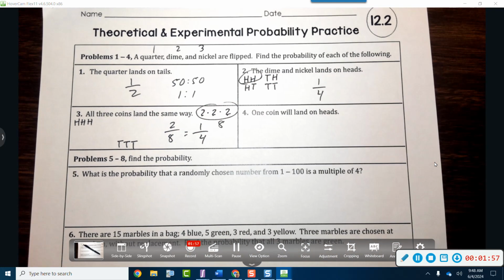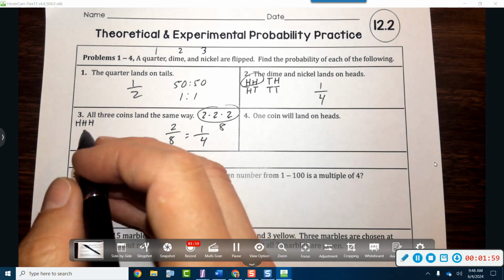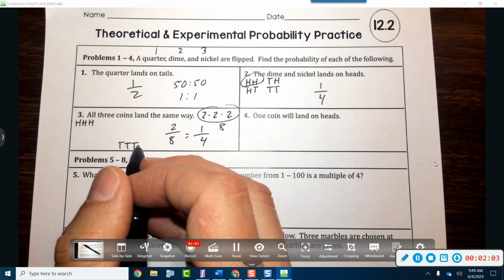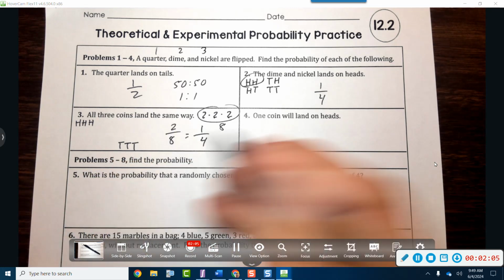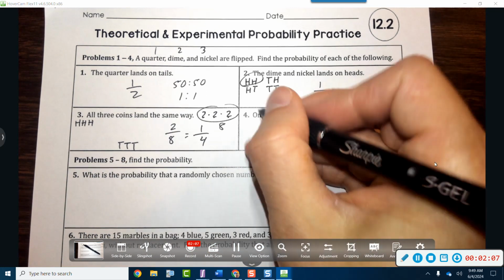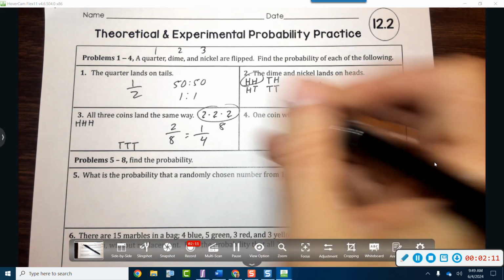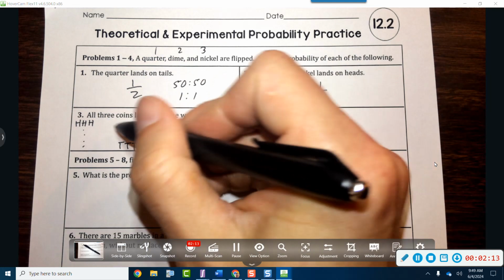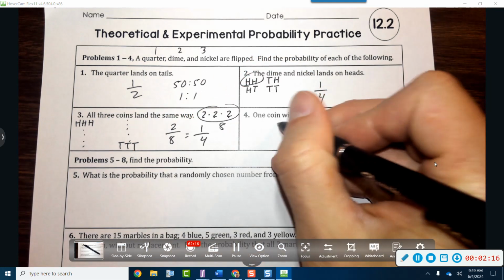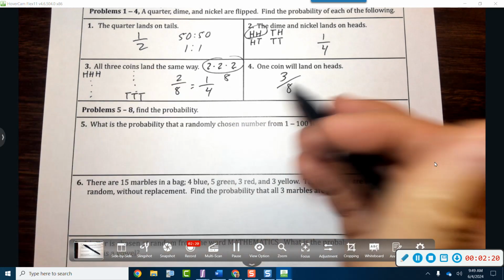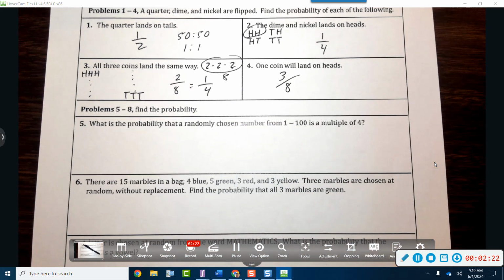Now, if they just wanted all 3 tails, then that would be 1 out of 8. Now, 1 coin will land on heads. Let's see, I think there were 3 conditions. If you put all of those 8 possibilities here, you'll find that there are 3 possibilities, so 3 out of a total of 8 where you will have 1 head.